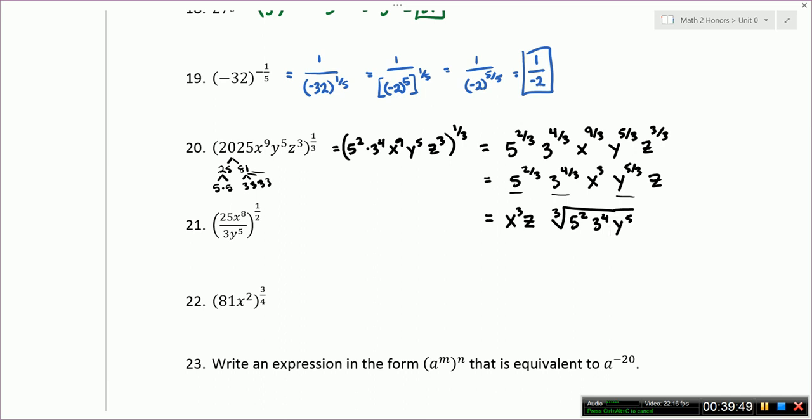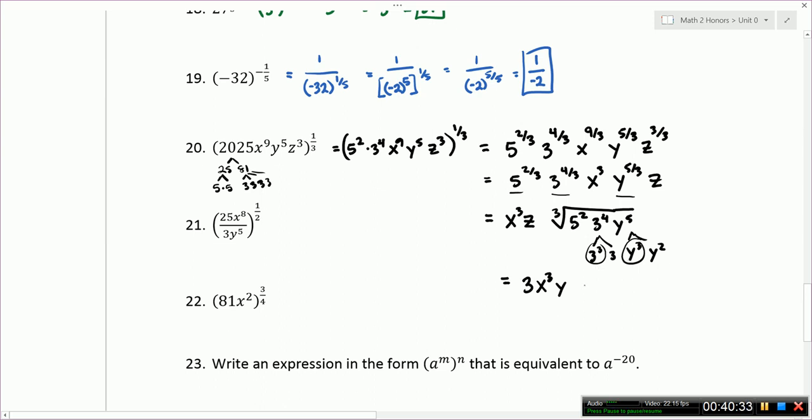We can simplify that further. Remember, if it's a cube root, we're looking for sets of 3. This is 3 to the third power times 3, and this is y to the third power times y squared. So we have a set of 3 3's and we have a set of 3 y's that we can pull out of this. And so then final answer, we end up with 3, pulled the 3 3's out. X cubed was already out. Y to the third, so it just becomes y.